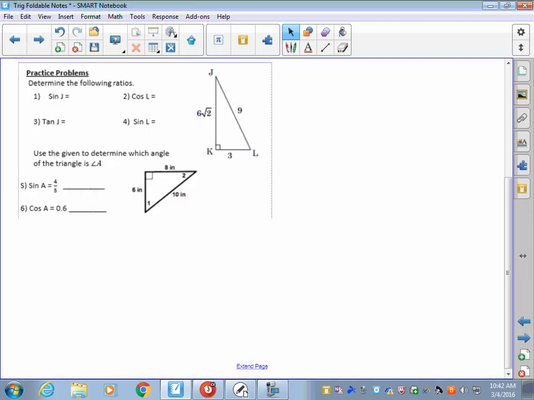All right, now for our next tab, see if you can come up with the ratio, but notice that we are going to have to simplify because we do have some radical sides. They said sine of J. J is my reference angle. Sine is opposite over hypotenuse, right? Who is opposite of J?